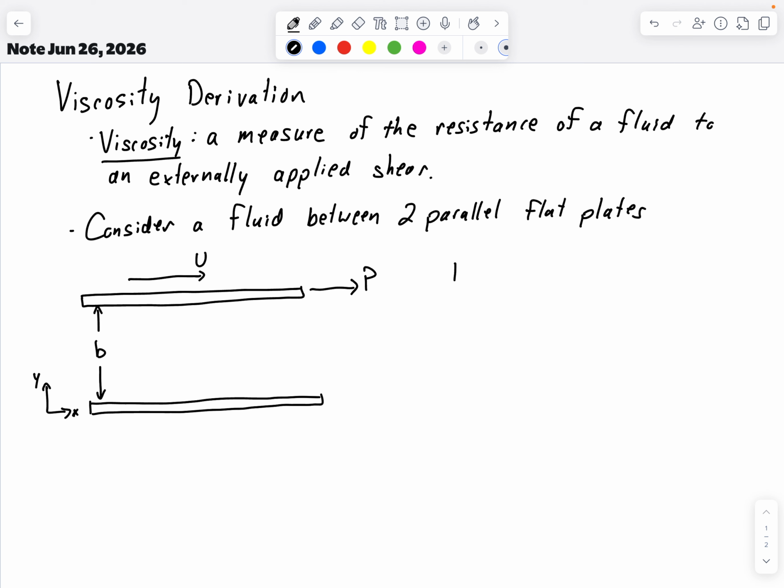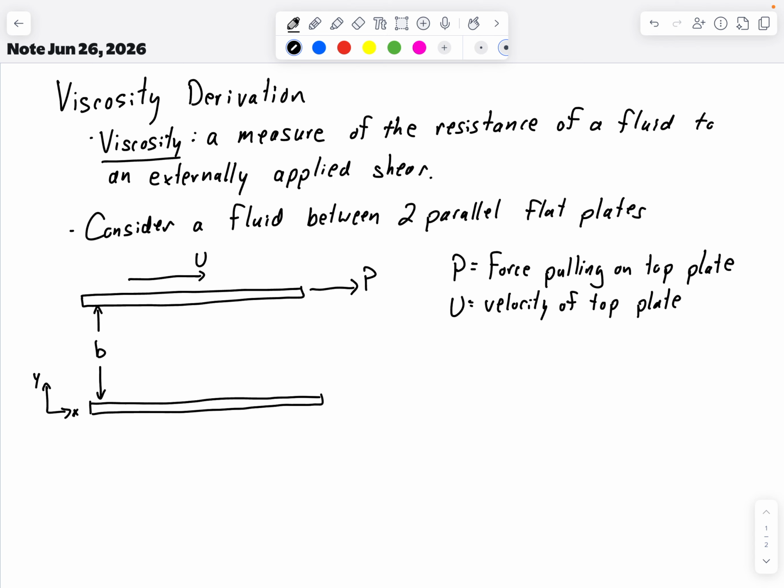So P here is the force pulling on that top plate. The bottom plate is stationary, and U is the velocity of the top plate.